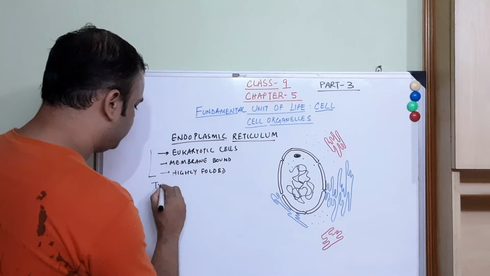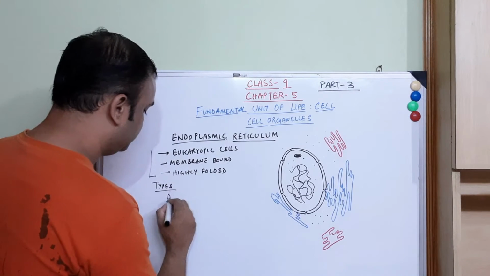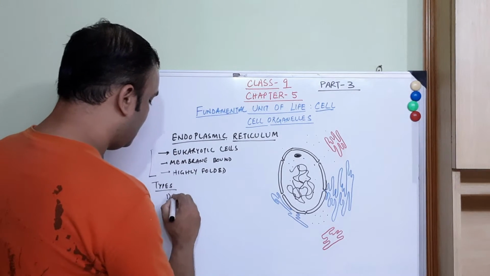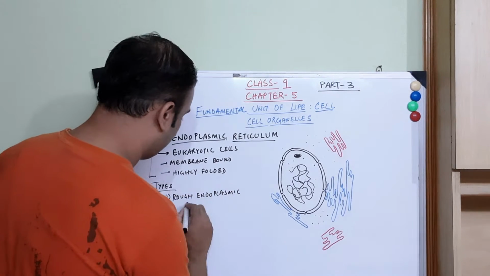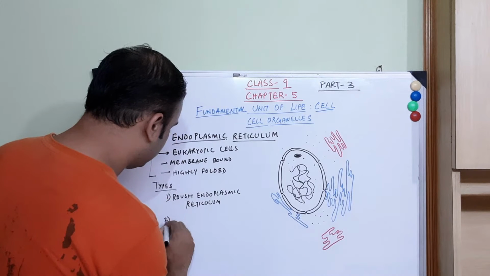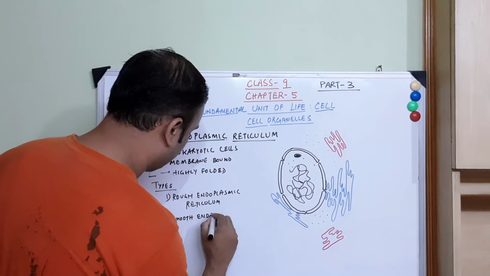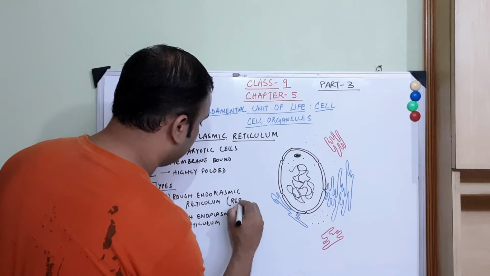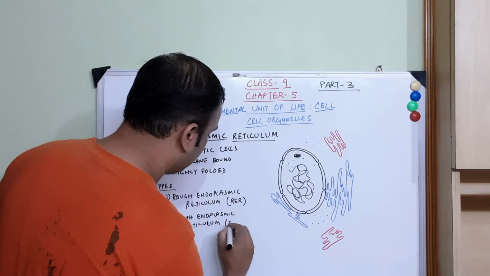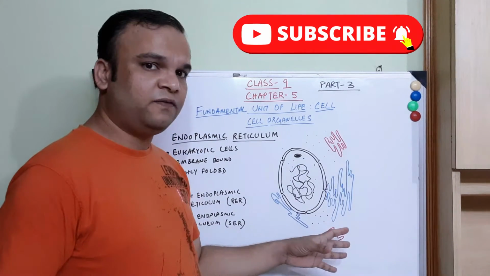Let us see the types of the endoplasmic reticulum. First is called rough endoplasmic reticulum. And the second one is called smooth endoplasmic reticulum. The first one is abbreviated as RER, whereas the second one is abbreviated as SER. Both of them I have drawn with different colors.